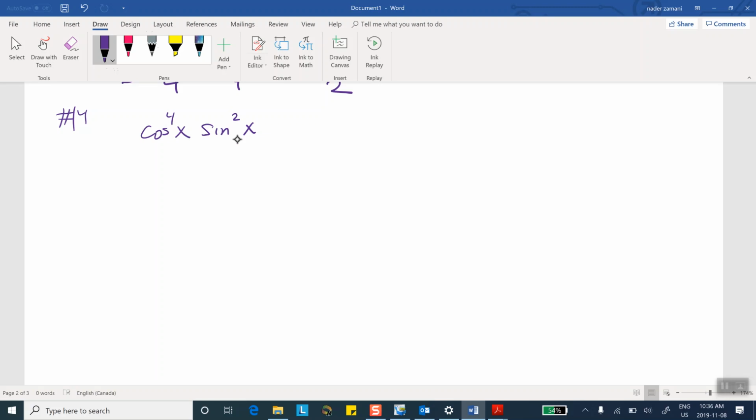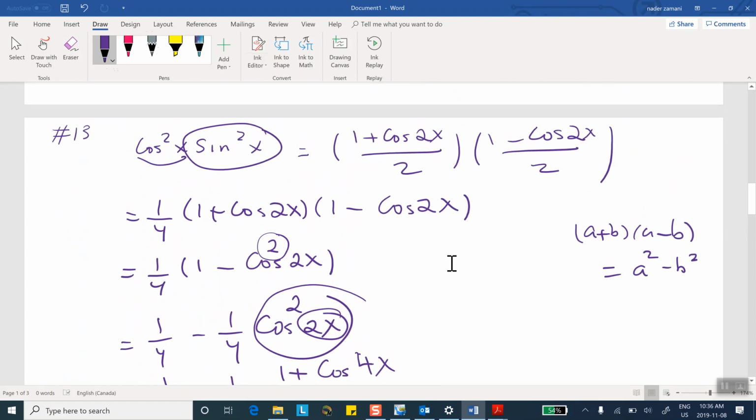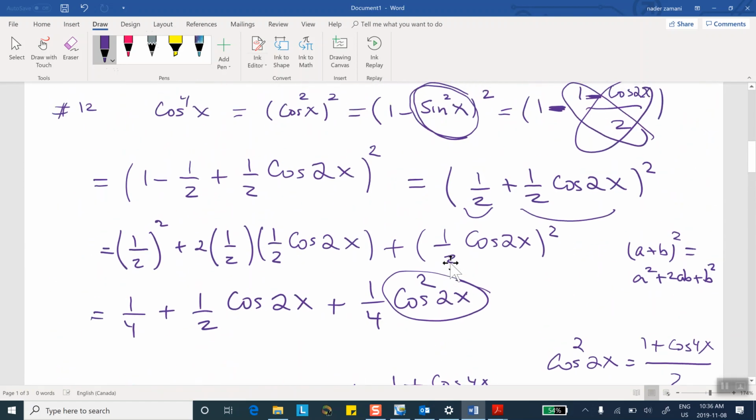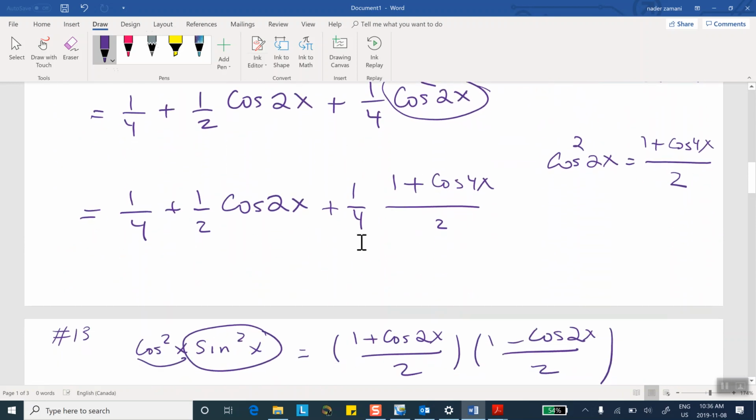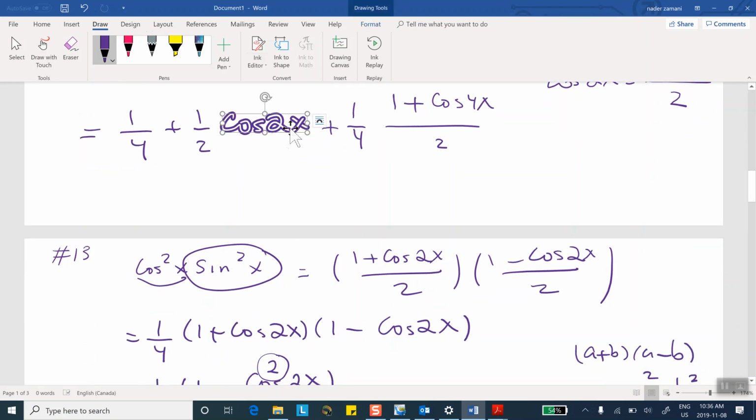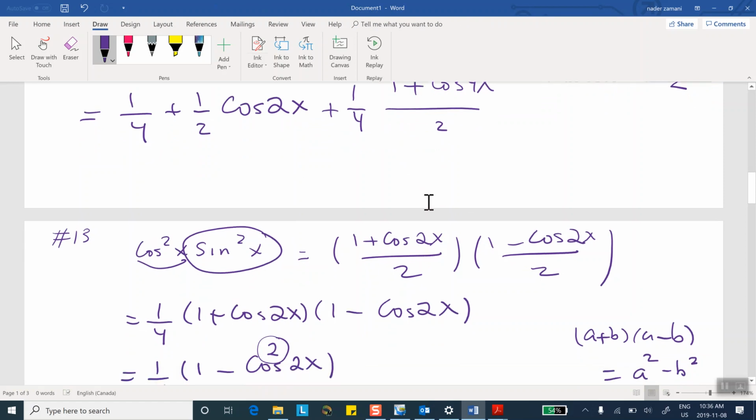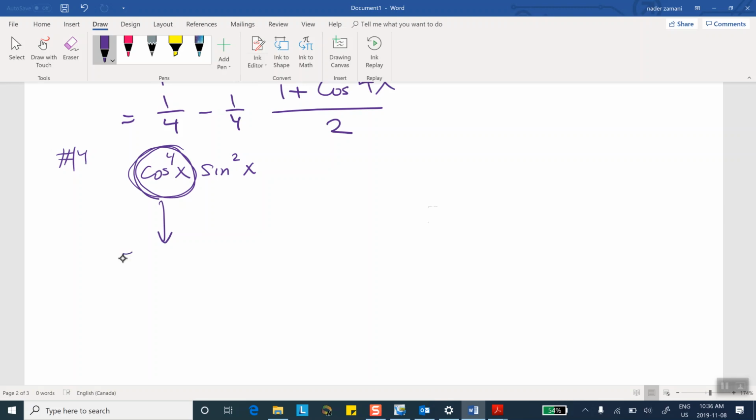Now, let me remind you that we already did this, so I'm not going to repeat it. I'm just going to write down the answer. Let me see, which problem was it? That was already number 12. So it came out to be this guy, 1/4 plus 1/2 of cosine of 2x.